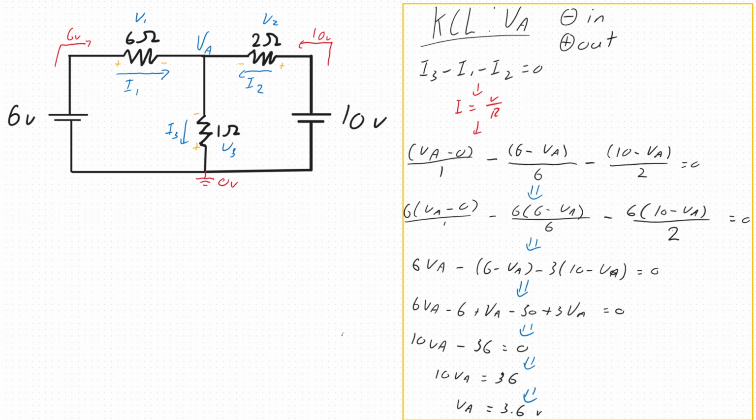The next step is to apply KCL at the node VA, and we assume that if the current is flowing into the node, it is negative, and if it's flowing out of the node, it's positive. So you get the equation I3 minus I1 minus I2 equals 0. And using Ohm's law, you can find I equals V over R.